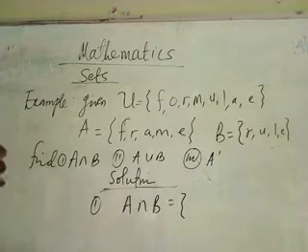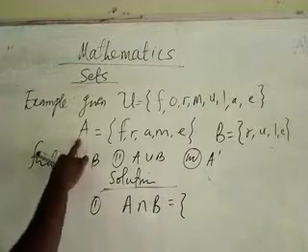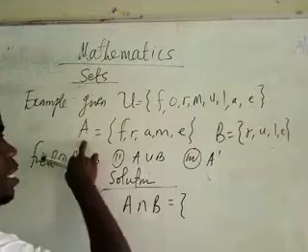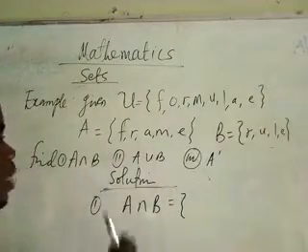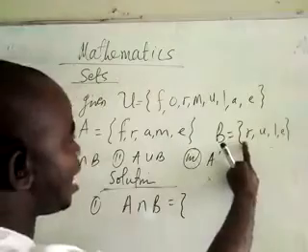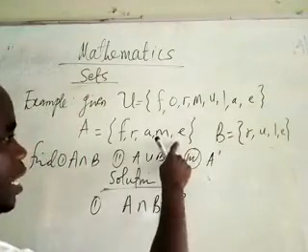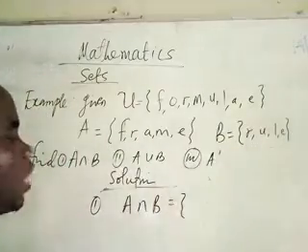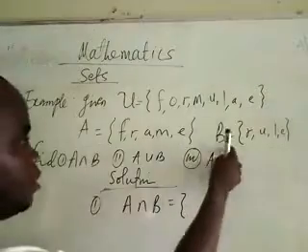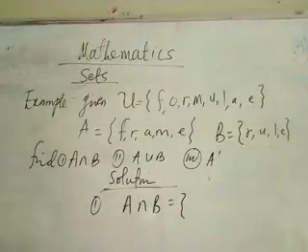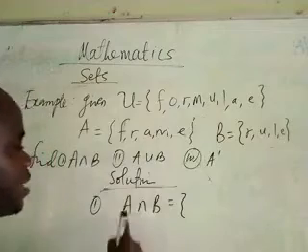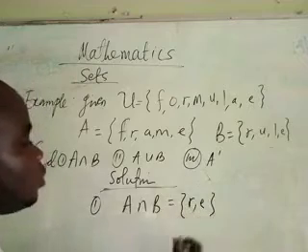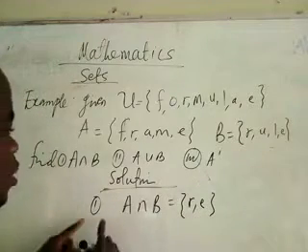The first question says I should find the set for A intersection B. A intersection B simply means those elements you can see in A and you can also see in B. Let's check the elements. We can see R here and we can also see R here. We can see E here and we can also see E here. That means R and E are the two elements that are common to A and B, or they are the intersection of set A and set B. That means A intersection B will have the elements R and E.